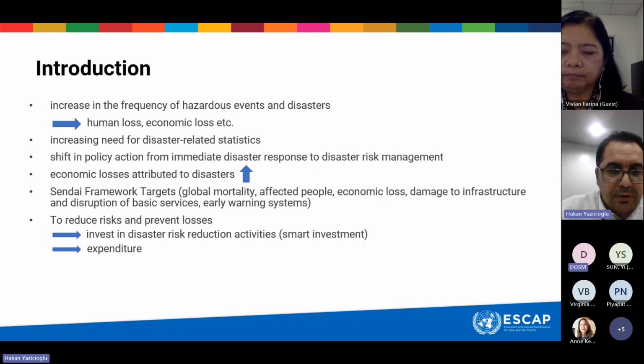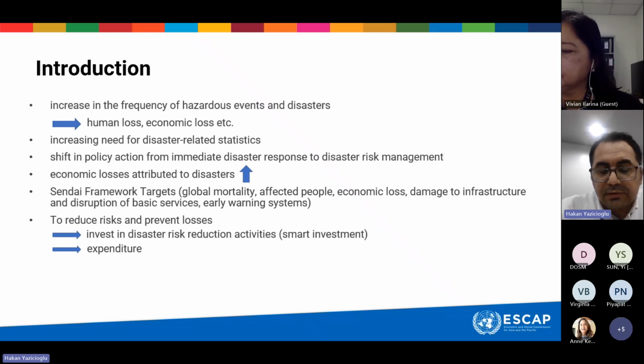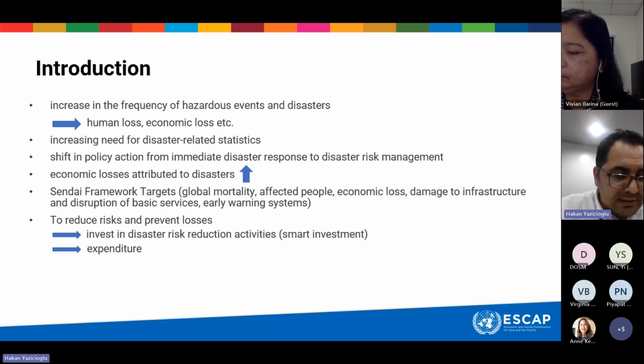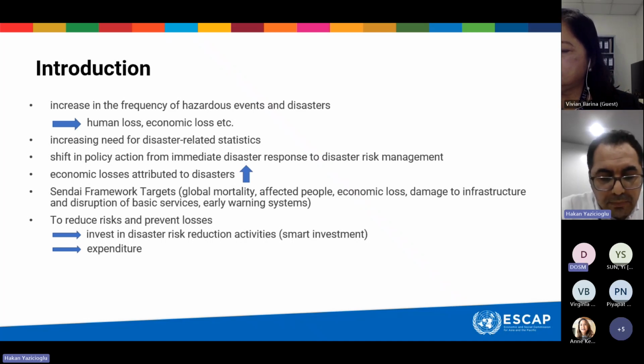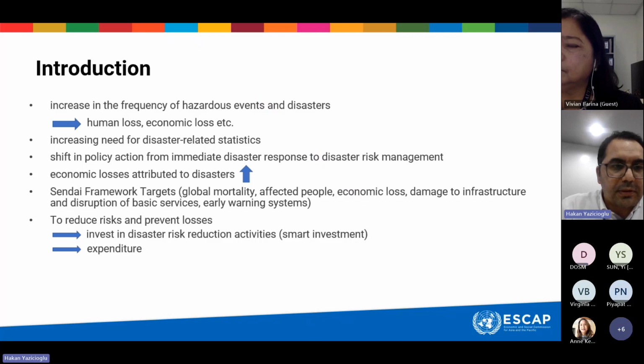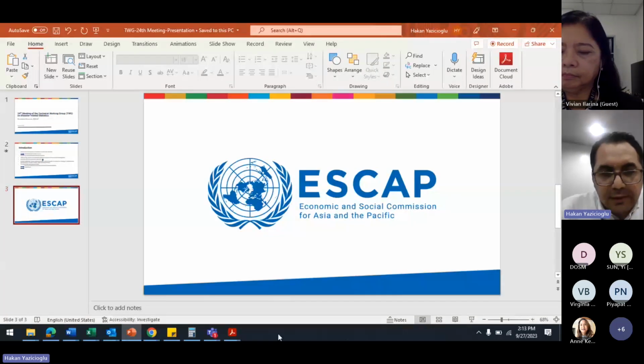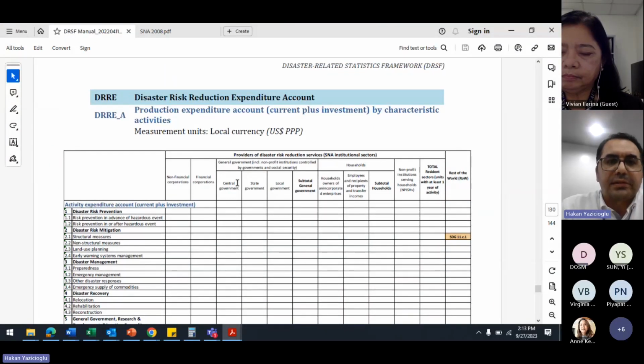As we know, hazards and disasters happen randomly, so disaster risk reduction should be a continuous activity needed to strengthen our society's resilience and resistance. This disaster-related statistics should be compiled on a continuous and periodic basis, and integrated as a domain in the regular production of statistics, maybe as an extension to the existing national accounts. In this context, I would like to introduce our disaster risk reduction expenditure account tables, which are presented in the DRSF.